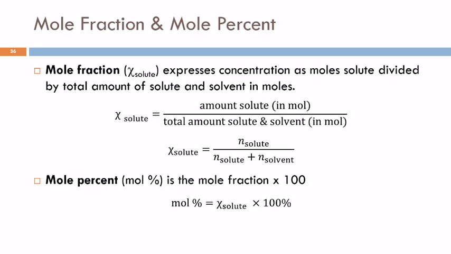Two other units: mole fraction and mole percent. And we've used these a little bit already. Mole fraction is symbolized by chi. So chi solute expresses the concentration as moles of solute divided by the total amount of solute and solvent in moles. It's essentially moles of solution, but you have to calculate those separately. It's the total number of moles of solute molecules and solvent molecules. It's often expressed this way, where N represents amount in moles. Mole percent is just the mole fraction times 100, so it's just making it into a percentage.